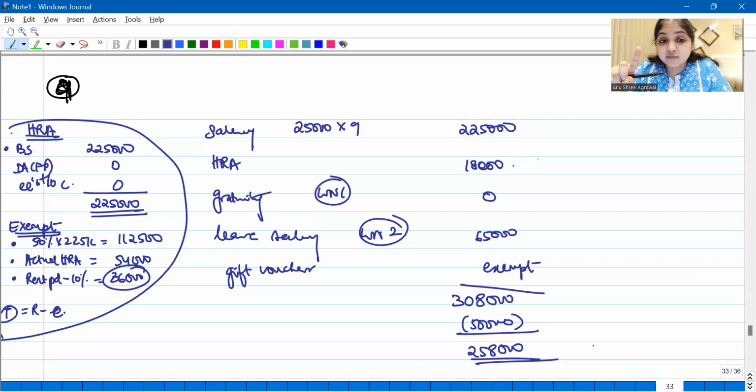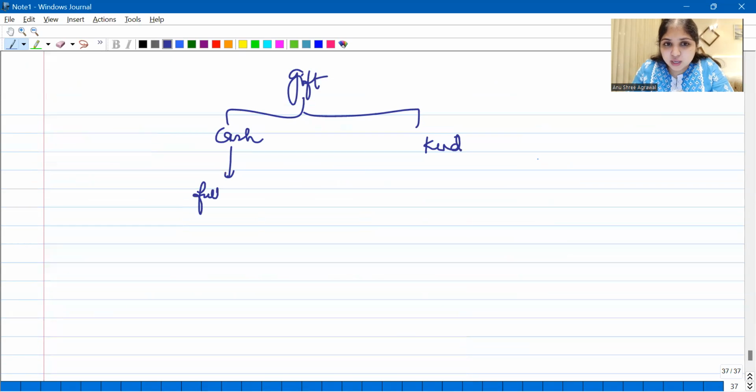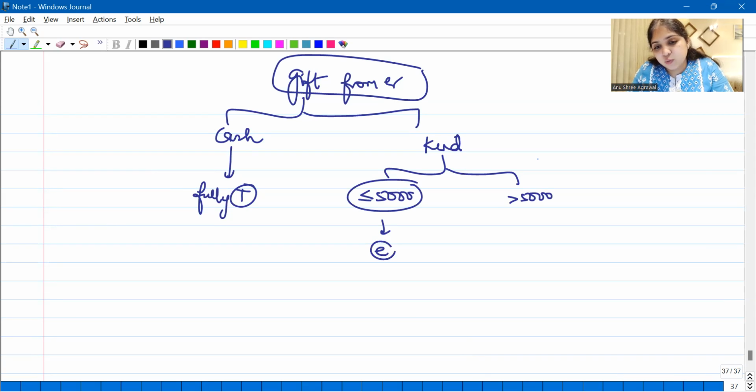Yes, guys, HRA revised, gratuity revised, leave salary revised, even gift voucher revised. Gift discussion, you understood? A gift can be gift in cash or gift in kind. I'm talking about gift from employer, okay? If it is gift in cash, it's going to be fully taxable. If it is gift in kind, you will see what's the value of the gift. Is it up to 5,000 or is it more than 5,000? If it is up to 5,000, it's going to be exempt.